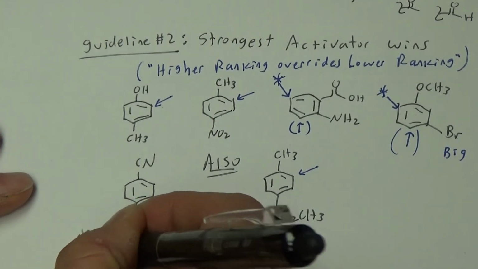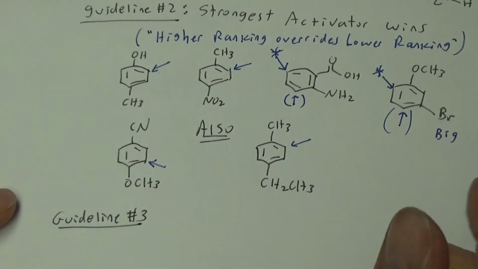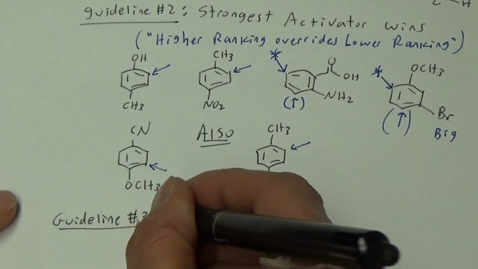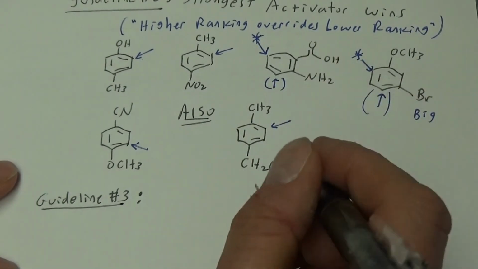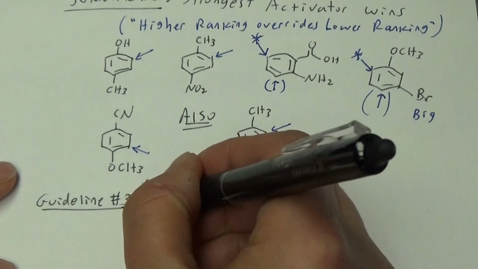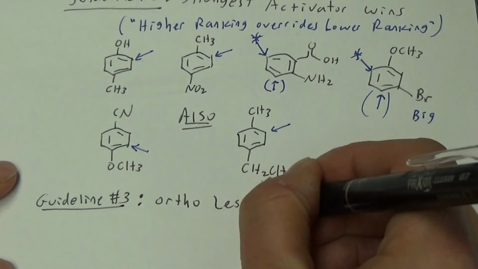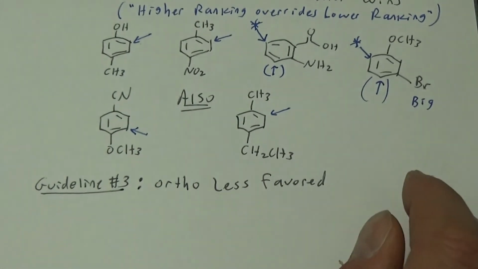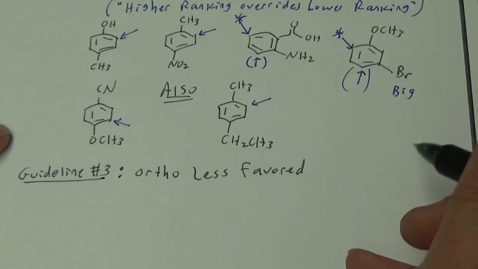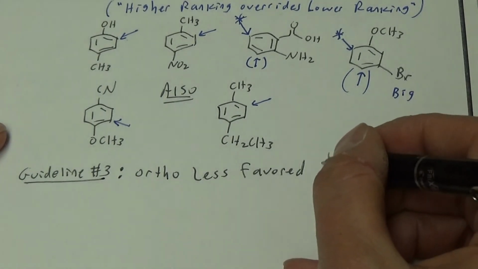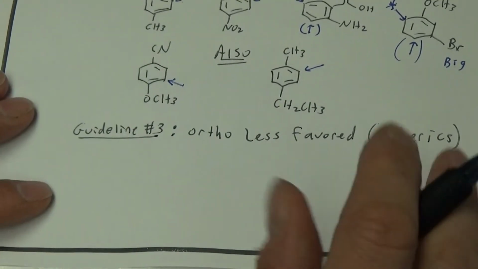Alright. Next one's really easy. If you ever have the option between para directing or ortho directing, usually ortho is less favored. If you have the option. Due to what? If you have an ortho directing reaction and you have the option to go para, it's usually due to sterics. I'll just show two simple examples of this.